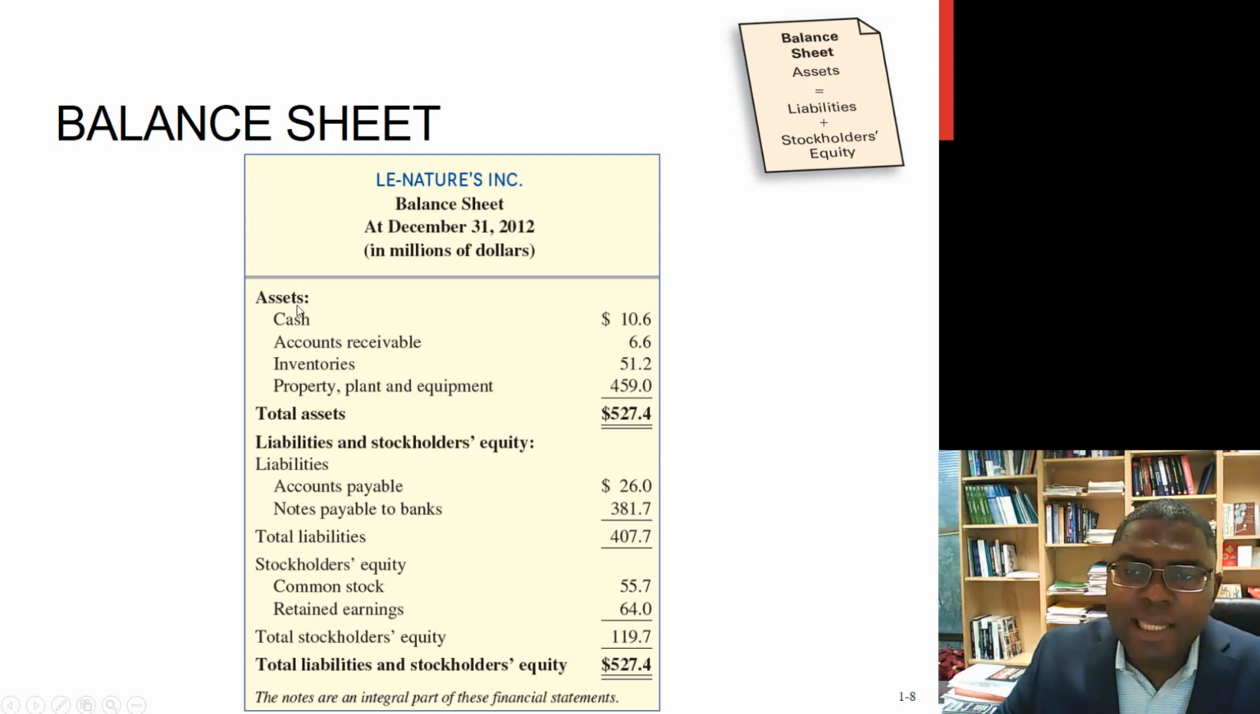Then we have the assets. Again, we sum all the assets. Below the assets, we have our liabilities. We sum up the liabilities. We have total liabilities. Then we have stockholders' equity, which comprises common stock and retained earnings. We sum them up. When we take total liabilities plus total stockholders' equity, what we find is that it is equivalent to total assets. So again, the balance sheet equation holds: total assets equal liabilities plus stockholders' equity.